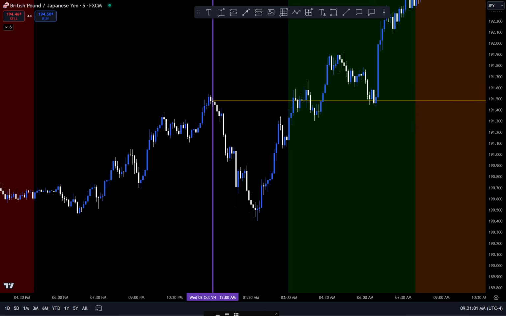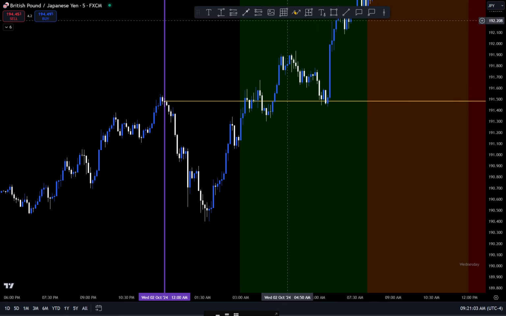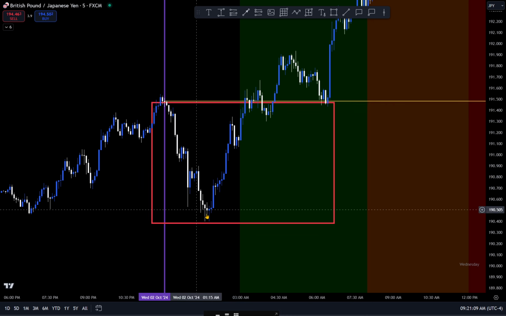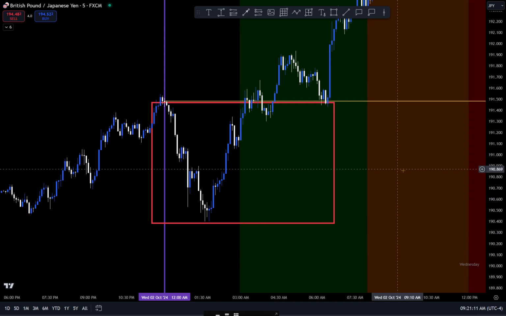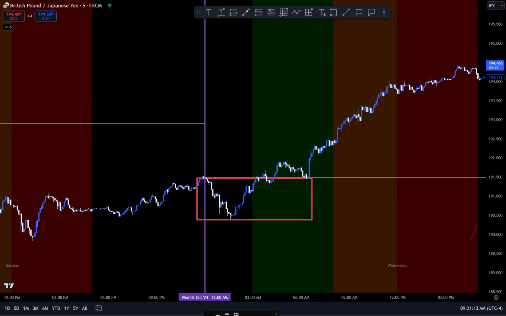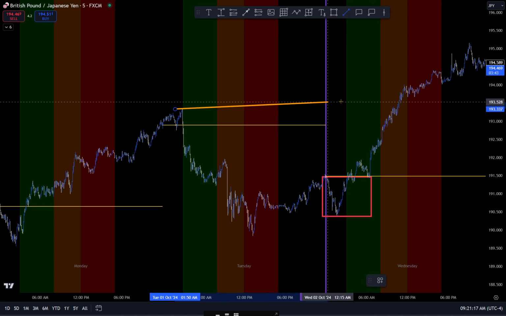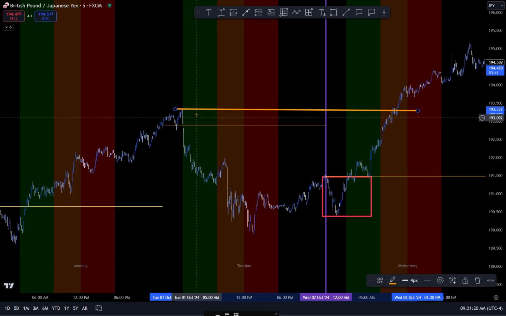If you're in London here, you want to be a buyer underneath midnight, and you're able to do that here. You can easily find yourself in a trade, no problem, and hold it. And where's your liquidity? Previous day. See that? That would have been a clean target. I could see it on the 5 minute.